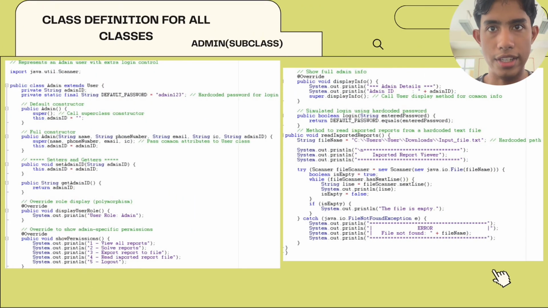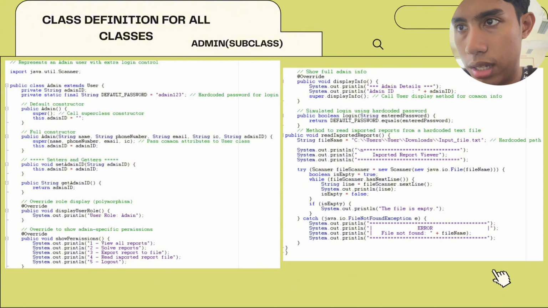So back with me, we have the admin subclass, which is a subclass of the user. So it has a few attributes such as admin ID and then password, which is final, which means it's fixed. So we have like the default class design.